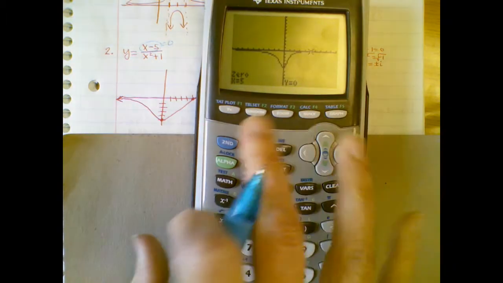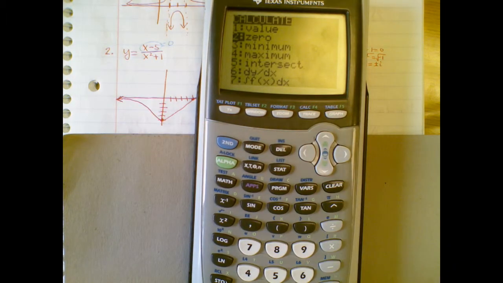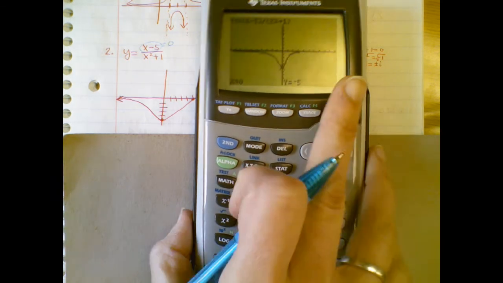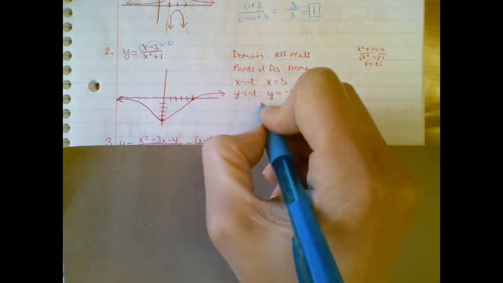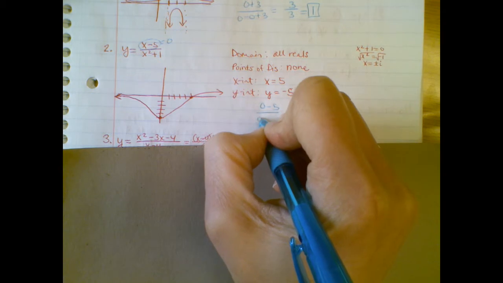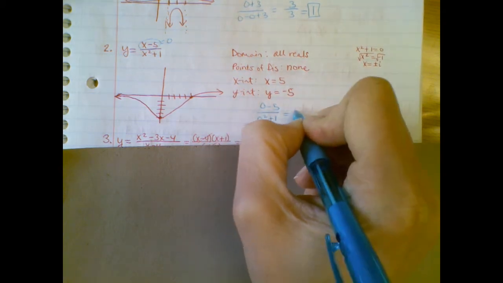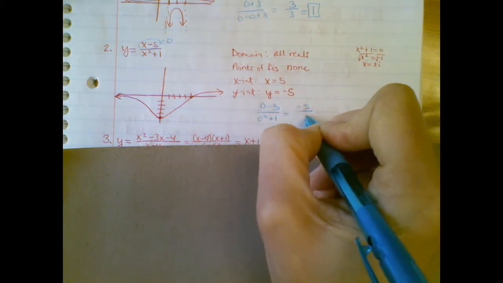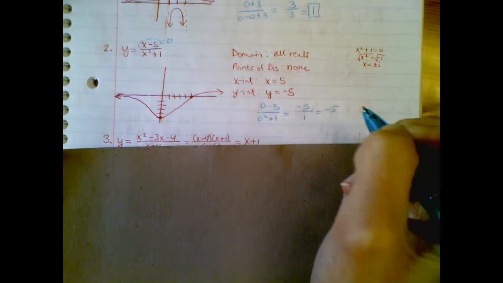For my y-intercept, I want to see where it crosses the y-axis, so I'm going to go to second trace, go to the first one, value, type in 0 for my x, and my y equals -5. Another way that I can do this by hand is just plug in 0 for all of my x's in this equation. So I have 0 minus 5 divided by 0 squared plus 1. So I get -5 divided by just 1, which reduces to -5.